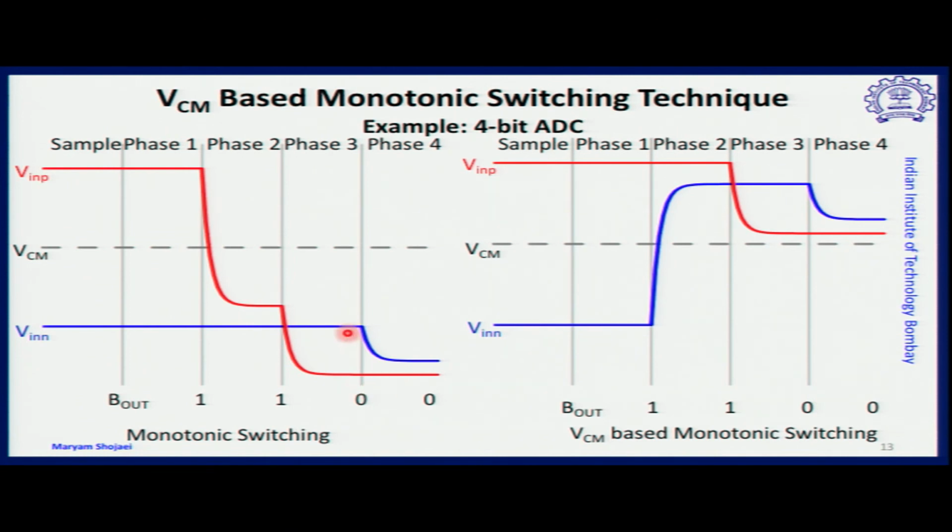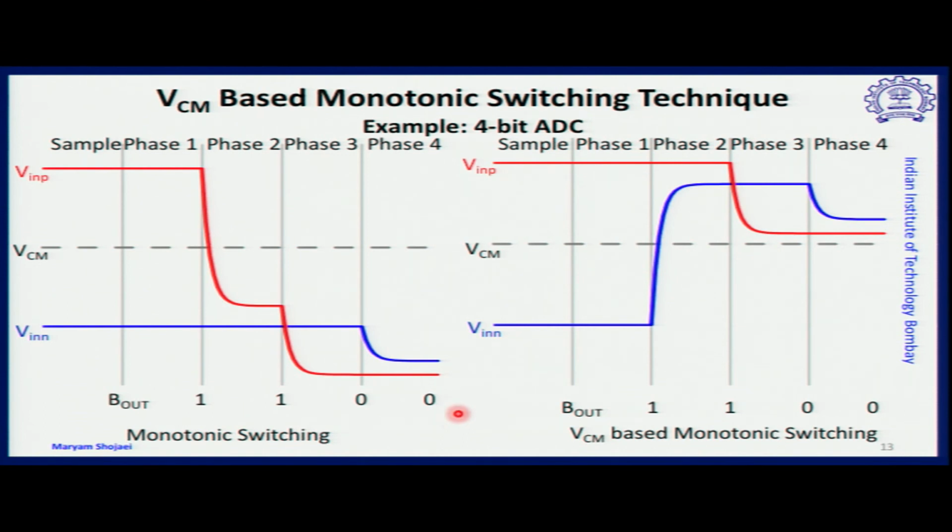Now in the next cycle of conversion, because the negative terminal side has increased and is more as compared to the positive terminal of the comparator, the VinN side will reduce and the corresponding bit will be 0. So this is for a 4-bit DAC and the corresponding 4-bit ADC for the monotonic switching.